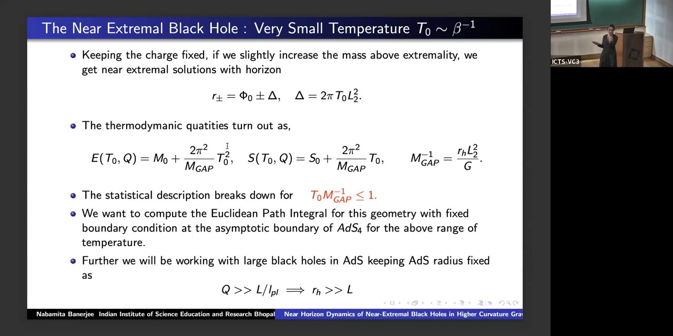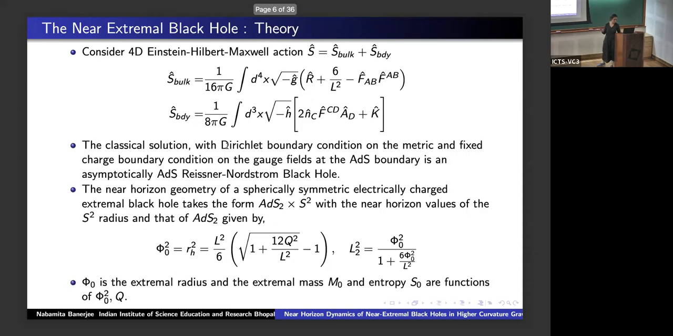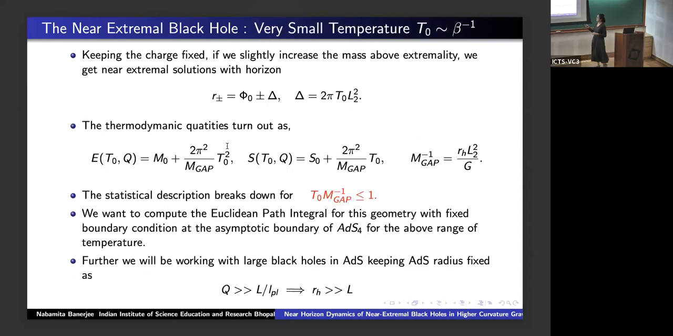Now, because it's no more an extremal solution, I'll have two horizons given by this relation. If you remember, the extremal horizon was called phi naught. So now I have two distinct horizons, phi naught plus delta and phi naught minus delta, where delta is a parameter which is directly proportional to the temperature of the system.